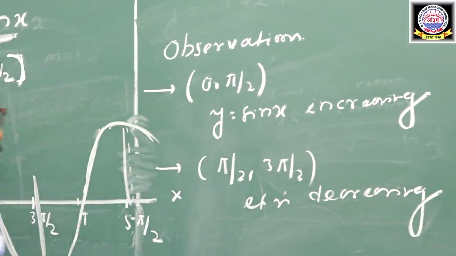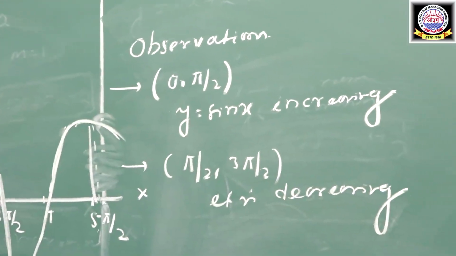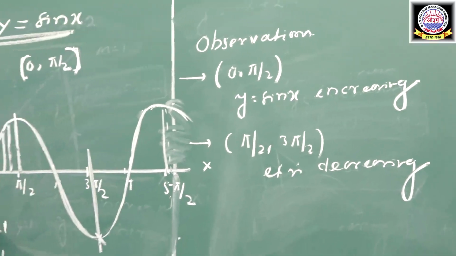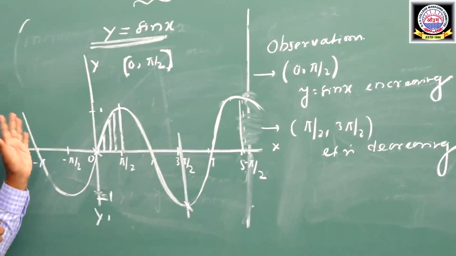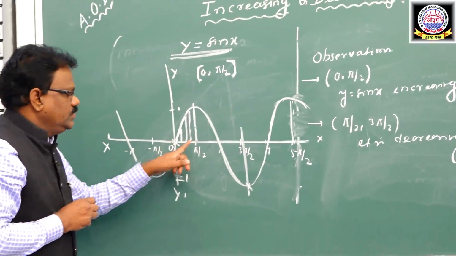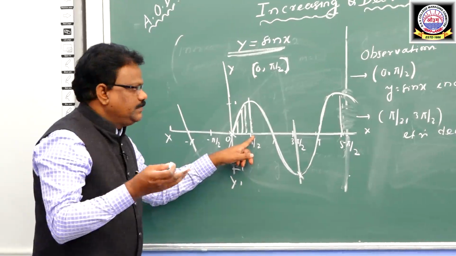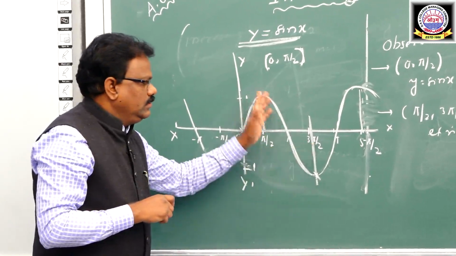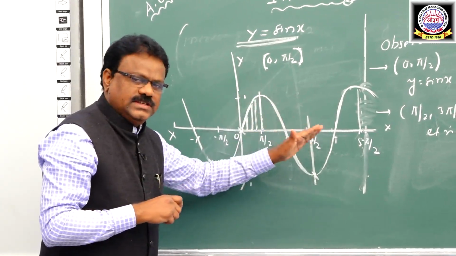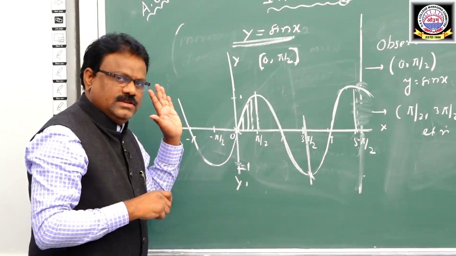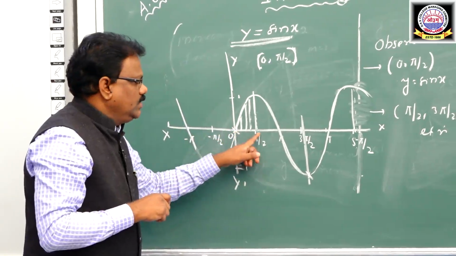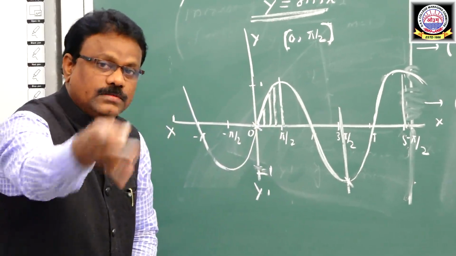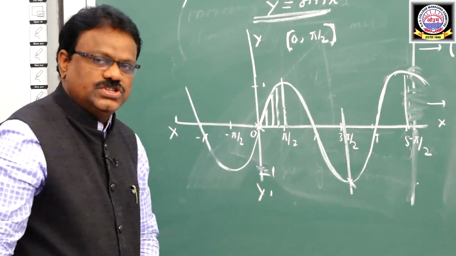So, from the observations of the graph, if the graph is available, we observe that the function y is equal to sin x is increasing from 0 to pi by 2. As per the rule, x increases, y increases. From pi by 2 to 3 pi by 2, the graph is decreasing: x increases, but y decreases. So, my dear students, we got that from 0 to pi by 2, the function is increasing. Let us come to the mathematics. What mathematics is used here?